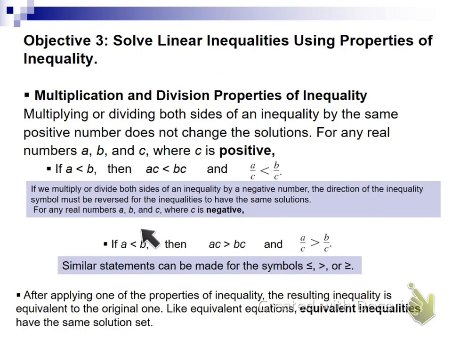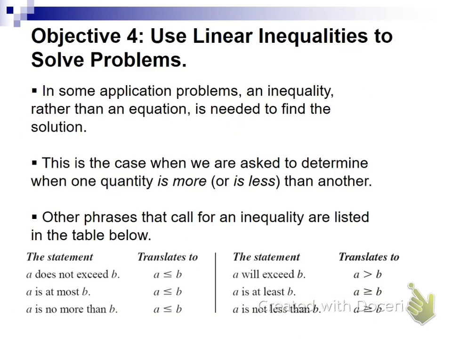Objective number 3, this one's straightforward. I don't even need to go over this one. We understand that we can multiply, and we all just need to make sure that when we multiply or divide by a negative, you're flipping your inequality symbols. And we know that. Okay? We're going to use linear inequalities to solve problems.